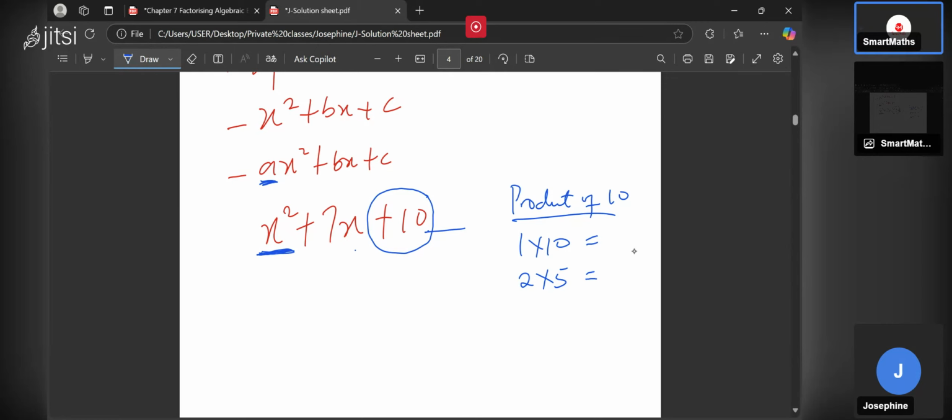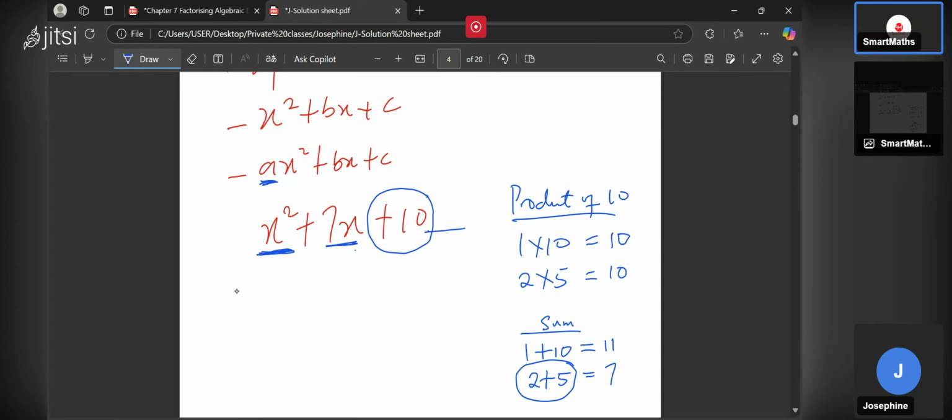All right. Now, after that, the middle number we have here. For the factors that we have listed out, we find their sum. 1 plus 10 will give what? 11. 2 plus 5 will give us 7. So we pick the one that gives us 7. So it is 2 plus 5. In that case, we are now going to replace 7x with 2x plus 5x.